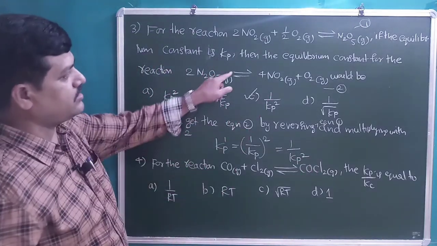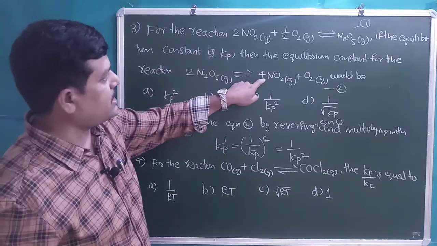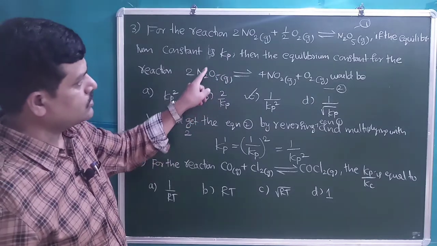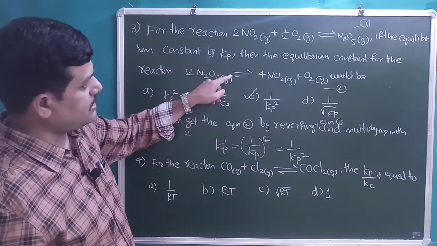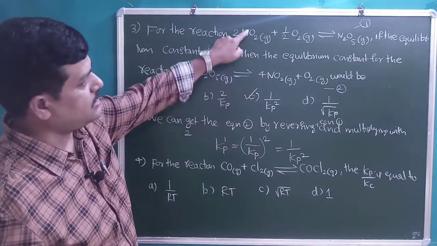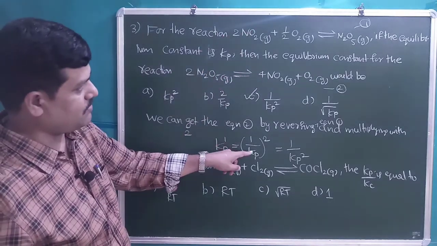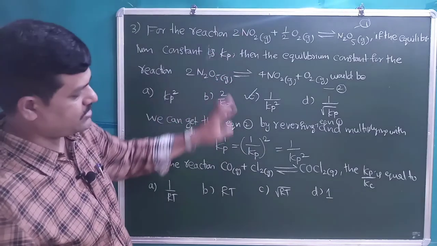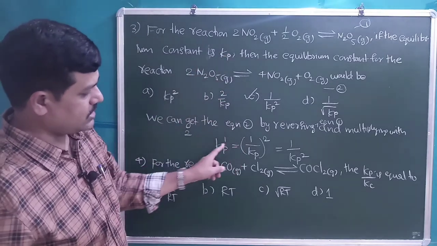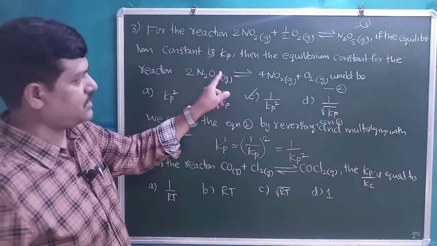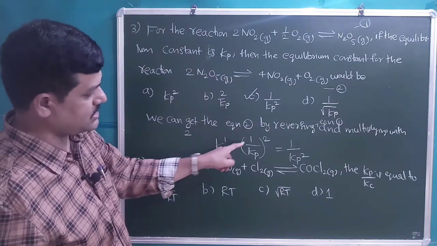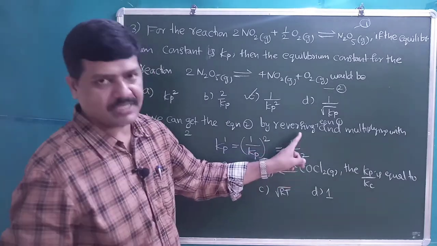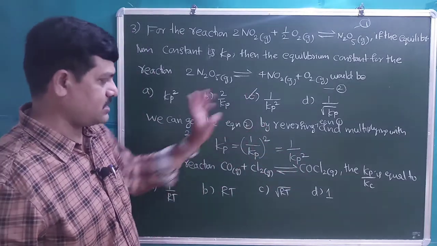Students, when we clearly observe these two equations, to get the second equation, the first equation is reversed and multiplied with 2. So when the equation is reversed, the Kp for the new equation is the reciprocal of the earlier Kp, that is 1 by Kp, and to get equation 2 this is also multiplied with 2, reversed and multiplied with 2. So Kp dash, the equilibrium constant for the second equation, will be 1 by Kp whole square, which can be written as 1 by Kp square, which is there in option C, right.